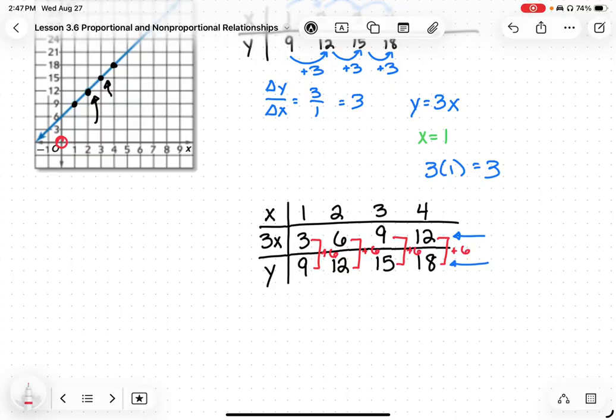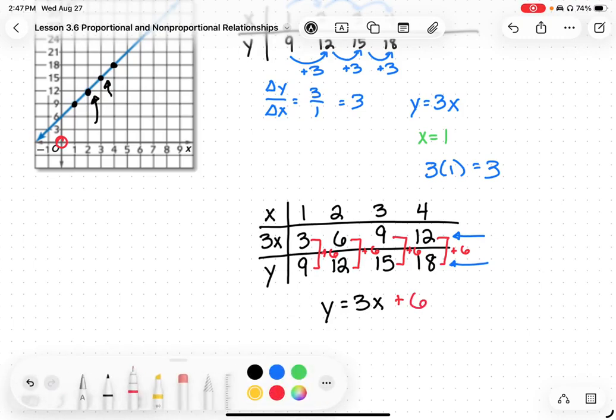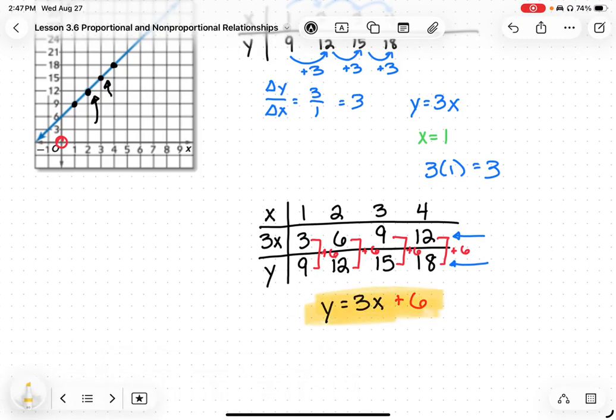So 3x is close. 3x is a part of the equation. But I need to take the x multiplied by 3 and then add 6. And that is actually what the equation should be for this non-proportional relationship.